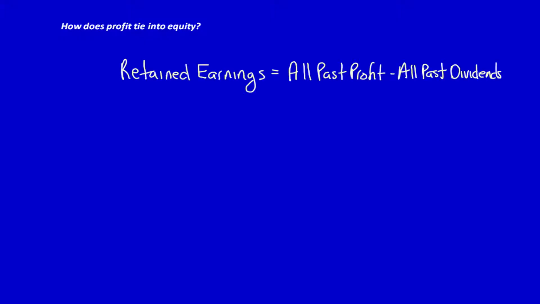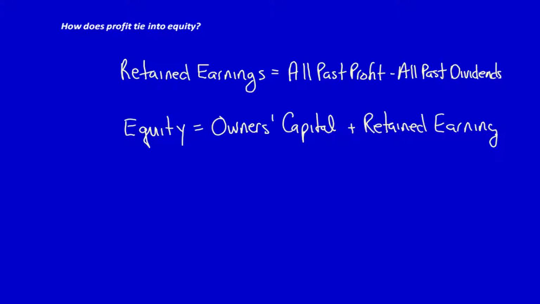How does profit tie into equity? Recall from the video about financial reporting elements that the profit less dividends is used to calculate retained earnings. You may also recall from the previous video about the financial reporting elements that retained earnings is part of equity. Equity equals owner's capital plus retained earnings.